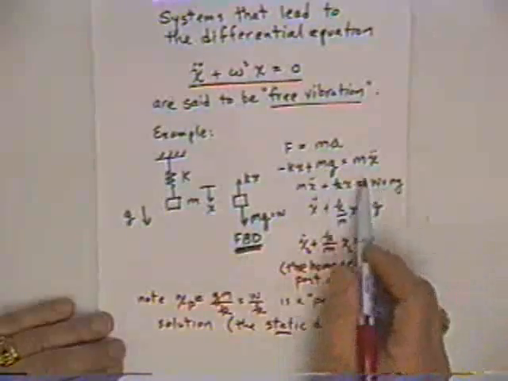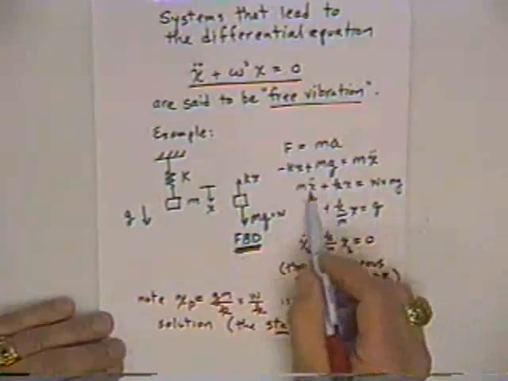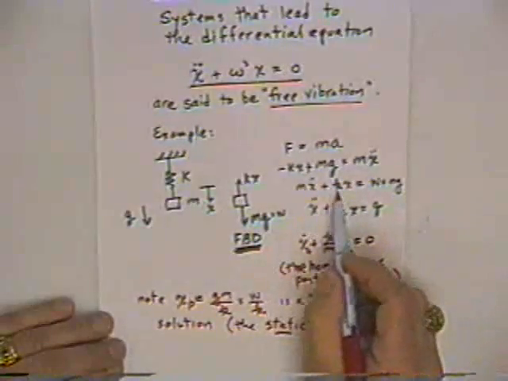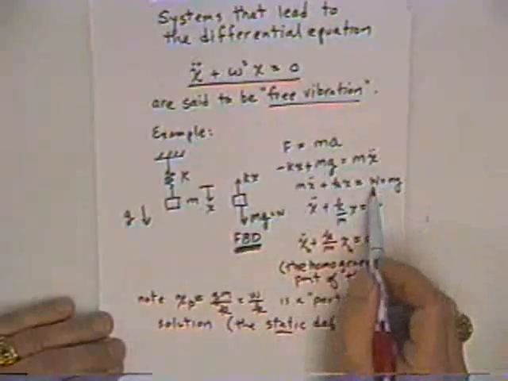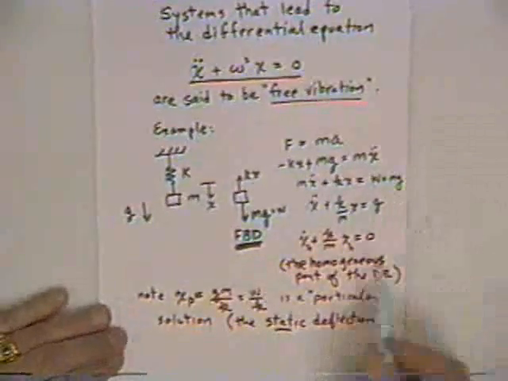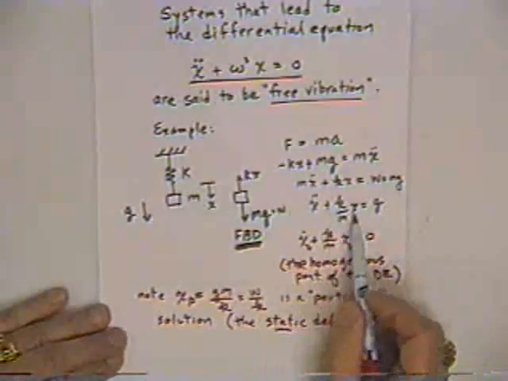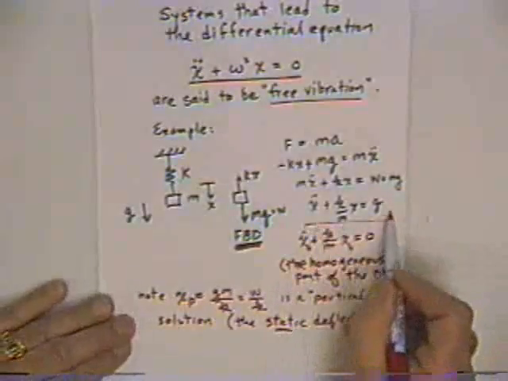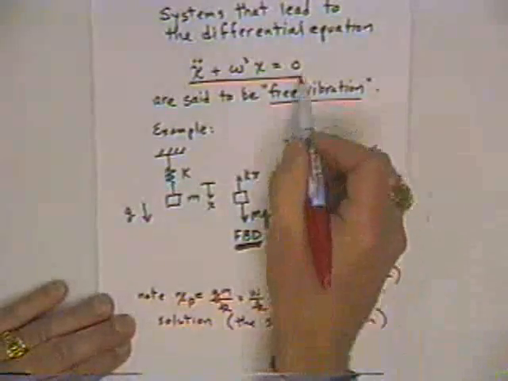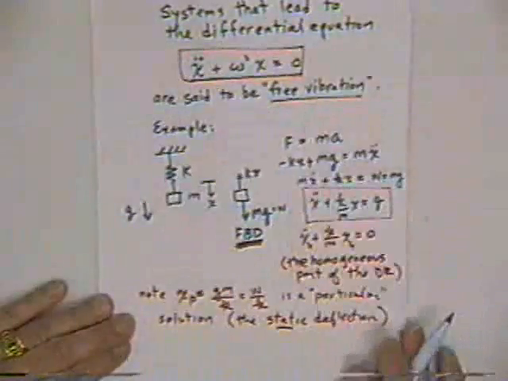Lumping the m x double dot and x over here to get my differential equation, I have m x double dot plus kx, really I guess I put the kx over there, is equal to the weight, or mg. If I divide by mass, I get x double dot plus k over m times x is equal to g. Well, this isn't exactly in the form of this equation up here, is it? The right-hand side's not 0.